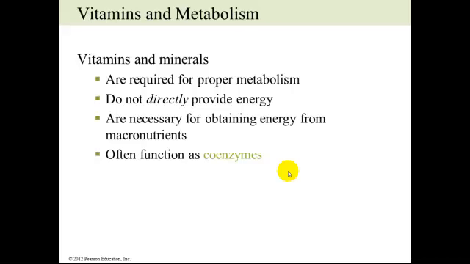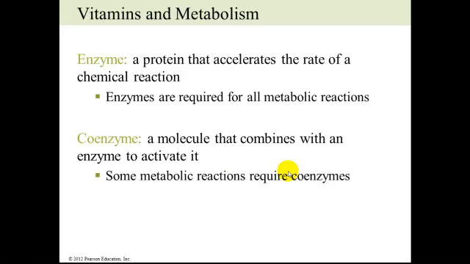Please remember that energy comes from the macromolecules that we talked about in previous chapters, things like protein, carbohydrates, and fats, predominantly the carbohydrates and the fats. However, vitamins and minerals are necessary for obtaining energy from those macronutrients. One way that this occurs is through the function of coenzymes. A coenzyme is a molecule that combines with an enzyme and helps to activate the enzyme so it can do its job.